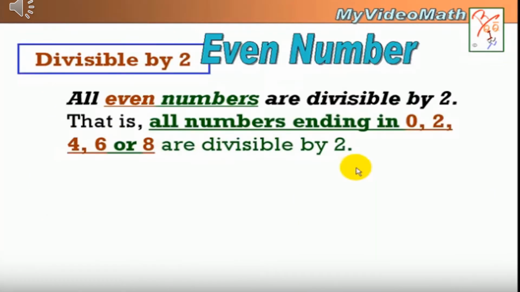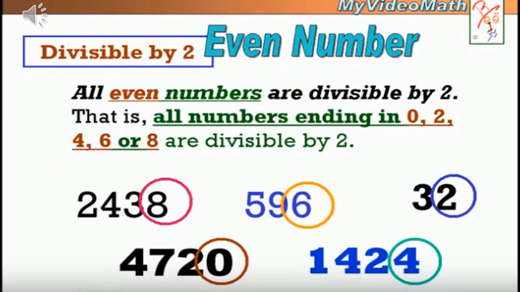A number is divisible by 2 if the last digit is an even number. Which numbers are even numbers? Well, 0, 2, 4, 6, or 8. For example, the number 2438. All I have to do is look at the last digit and see if it's an even number. If the last digit is an even number, then the whole number is going to be divisible by 2.